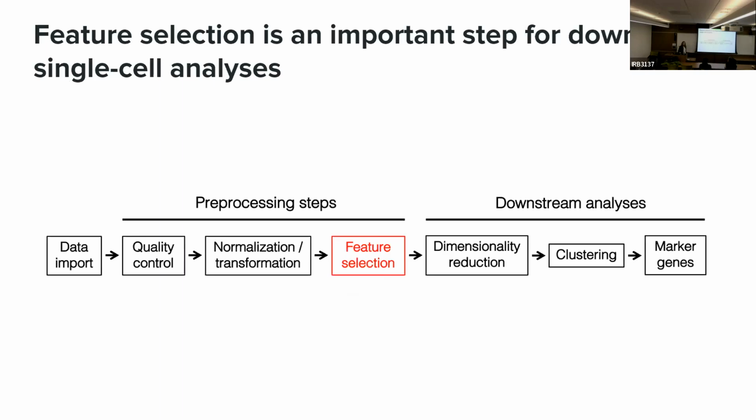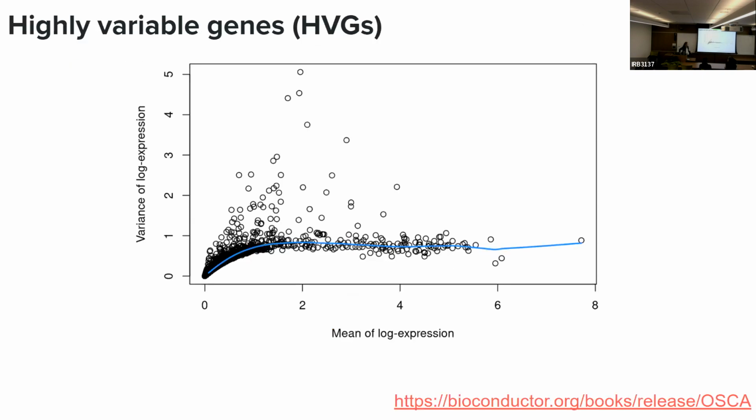So why is this important? Well, these are the features that we are then going to use in downstream analyses. For example, dimensionality reduction, clustering, any kind of downstream analysis. We want to know what are the most important things to be able to do downstream analyses. So this is really a pre-processing step that is very important for downstream analyses.